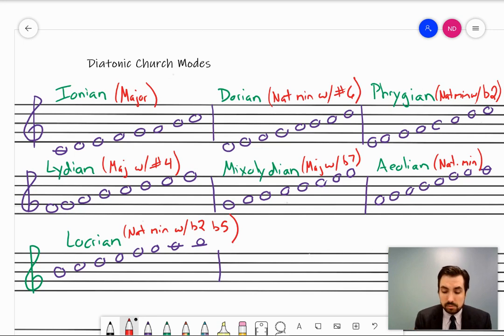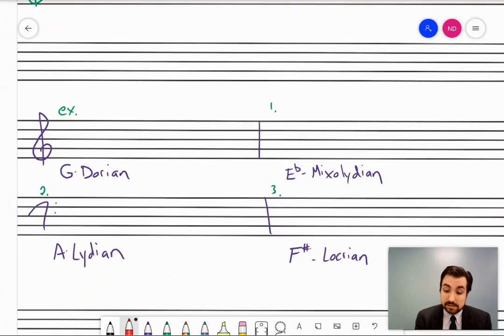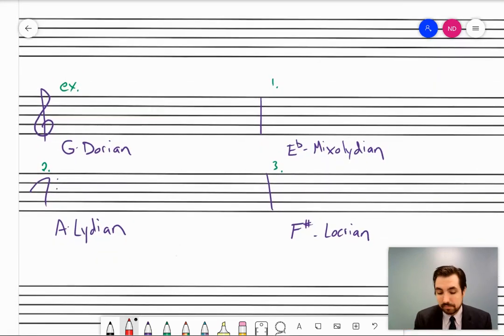All right, so let's talk about how you might be asked about this. Like everything we do in theory, you need to be able to identify and write, and then eventually listen. But now let's just talk about writing. So say you were asked to write G Dorian. The most important thing you need to know to start with is that G Dorian starts on G. Actually, all of these do. E flat Mixolydian starts on E flat. A Lydian starts on A. F sharp Locrian starts on F sharp.